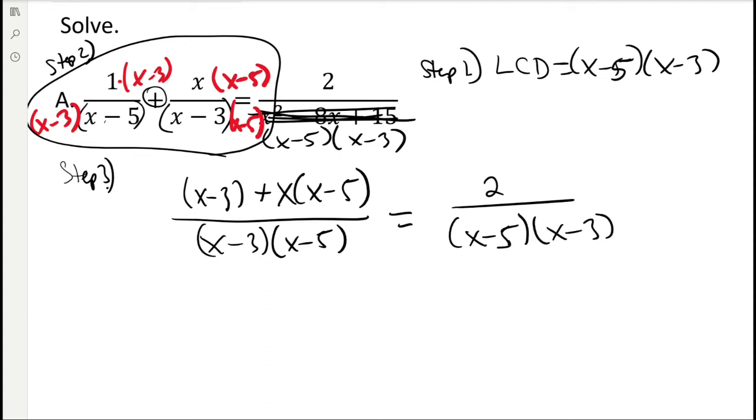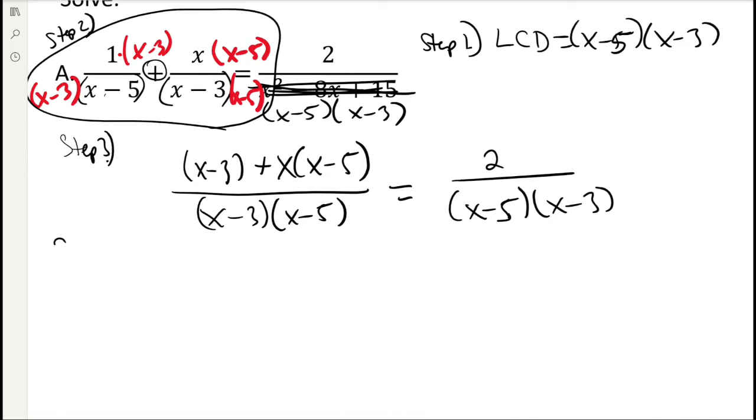All right, so we went ahead and combined them. Step 4, or for step 2 rather, I'm sorry. This is actually all step 2 that we're doing here. Now step 3 is going to be multiplying both sides by the least common denominator, which in this case is x minus 5, x minus 3.